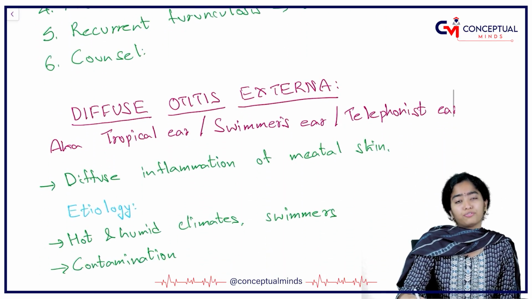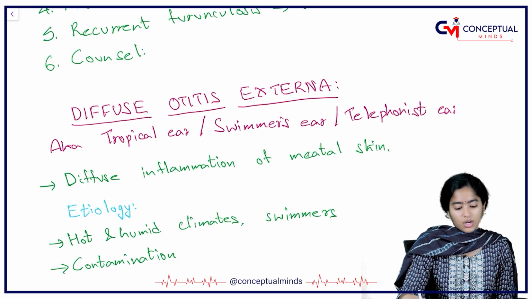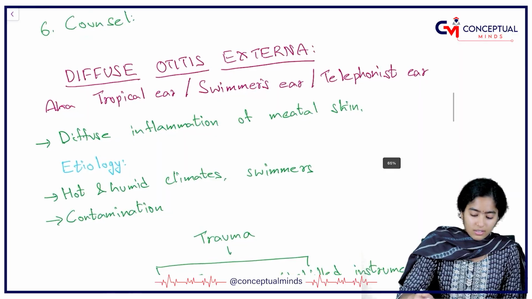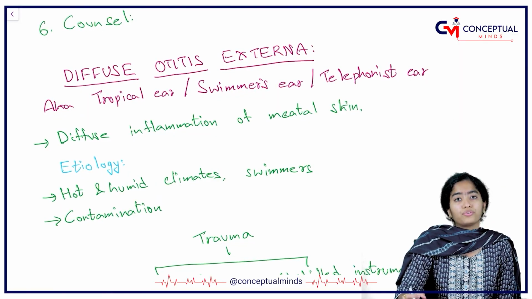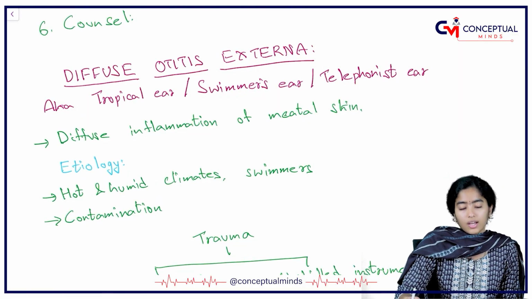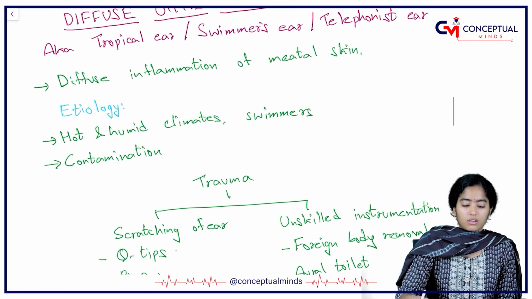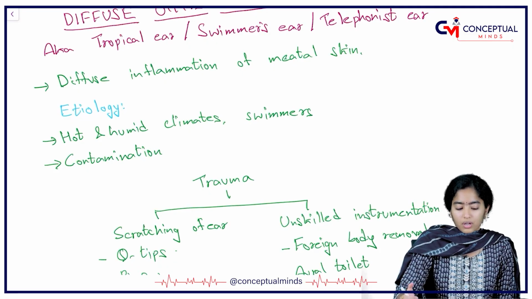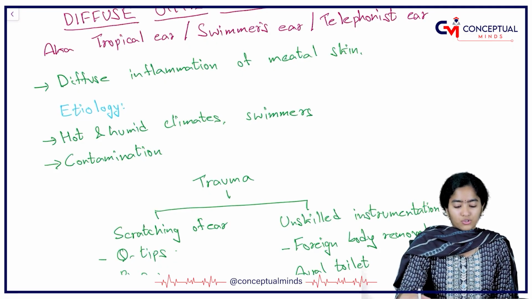And next is diffuse otitis externa, also called tropical ear, swimmer's ear, or telephonist ear. This is due to diffuse inflammation of the meatal skin. The etiology is hot and humid climates, and swimmers are usually predisposed to this condition. It occurs because of contamination.